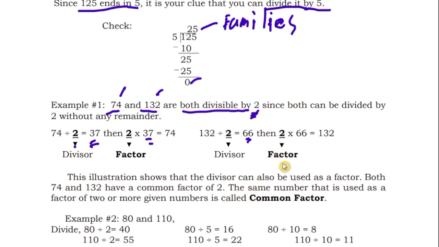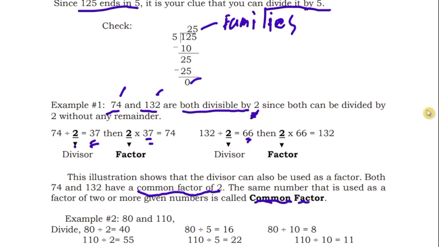So meaning to say that in 74 and 132, we have a common factor of 2. Common factor means both numbers have the same factor, and that is what we call a common factor. The same number that is used as a factor of 2 or more given numbers is called a common factor.